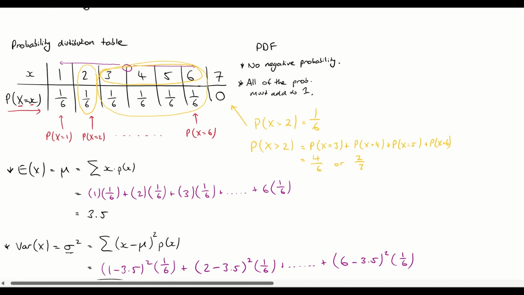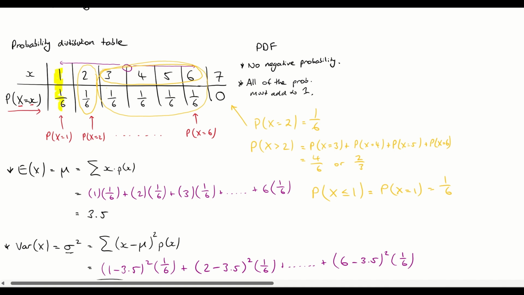A couple of other points that I want to make is, what if we were to ask to find the probability that x was less than or equal to 1? Well, then that is just the probability that x is equal to 1, because we don't have anything lower than 1. So in this particular case, again, that's just 1 out of 6. So that's just this column here.